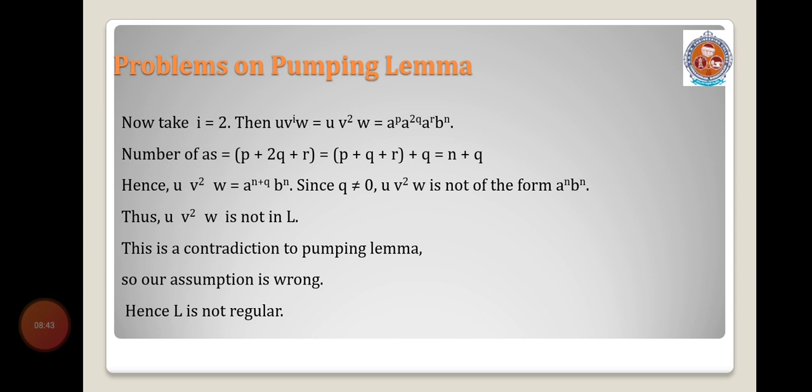Now let us take i value 2. That means the string u v power i w becomes u v square w. If we find u v square w, that is equal to a power p, a to the power of 2q, a power r, b power n, and the resultant string is not in the form of a power n b power n, so u v square w is not in L. According to the pumping lemma, u v to the power of i w must be in L for all values of i. Here we got a contradiction to that statement. So this is a contradiction to the pumping lemma, so our assumption is wrong. Hence the given language is not regular.